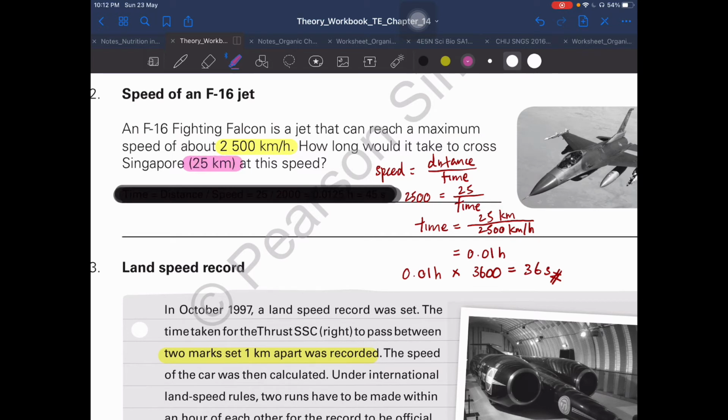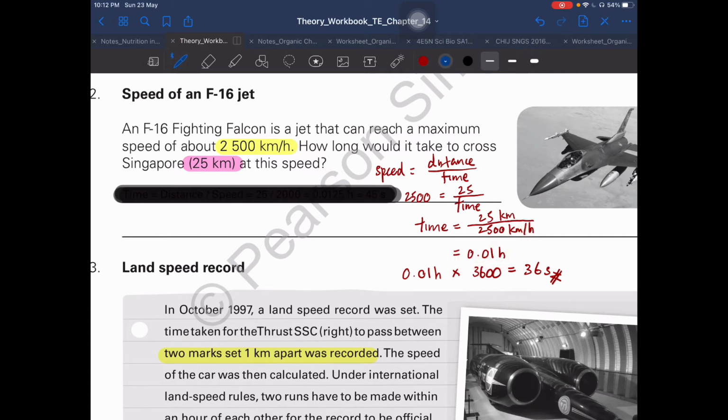So speed is equivalent to distance over time, as represented over here. Since we know that speed is 2,500 and distance is 25 kilometers, we can substitute the values, and by dividing by time, we find that time is equivalent to 25 kilometers divided by 2,500 kilometers per hour. This gives us the answer of 0.01 hour, because we are looking at a unit of kilometers per hour.